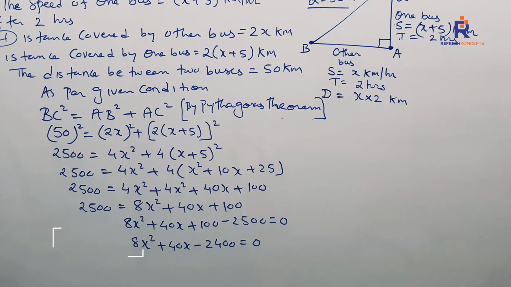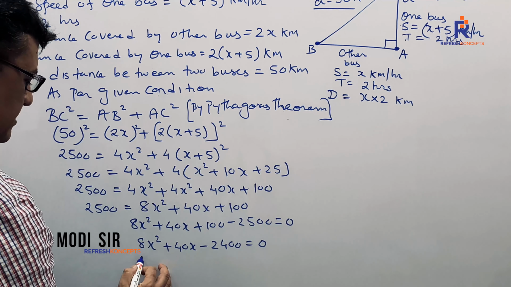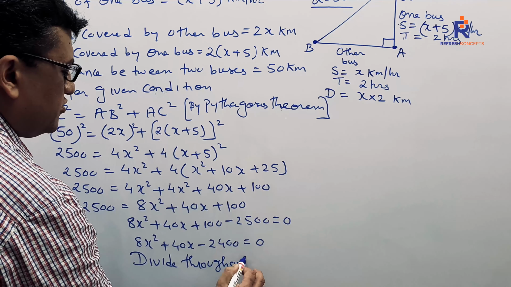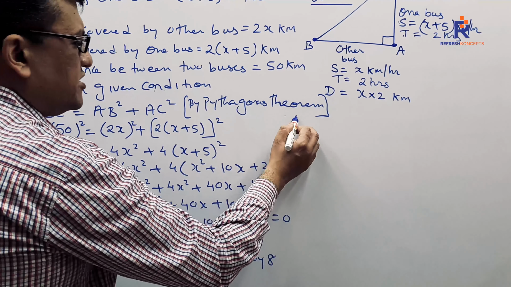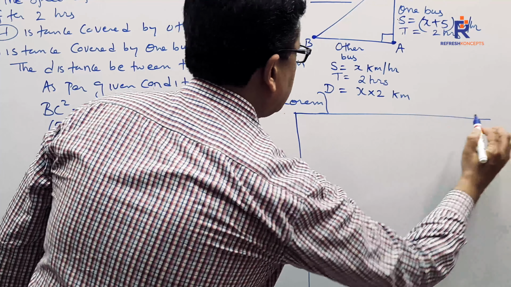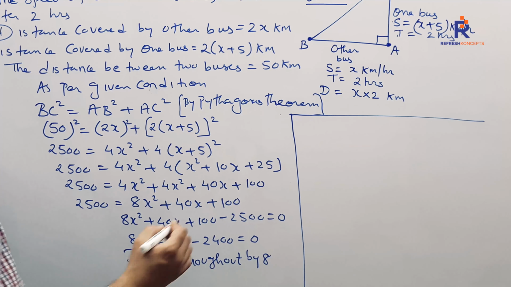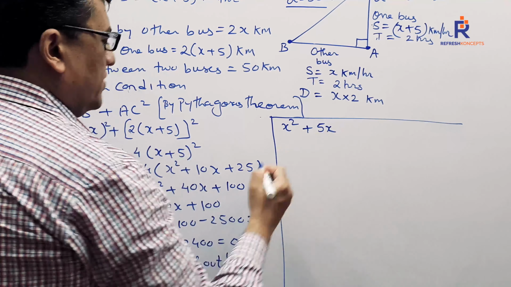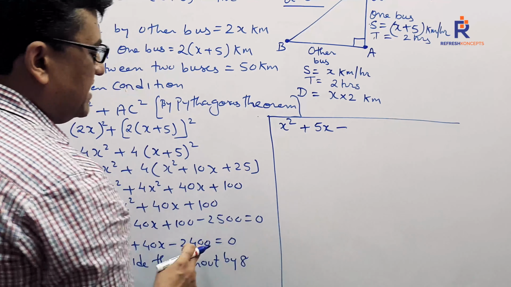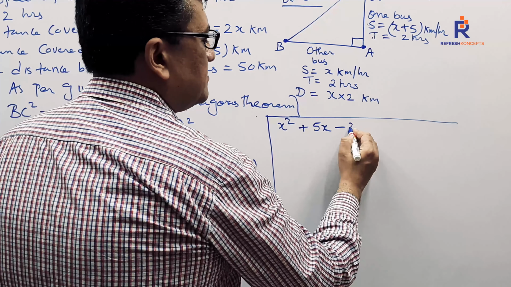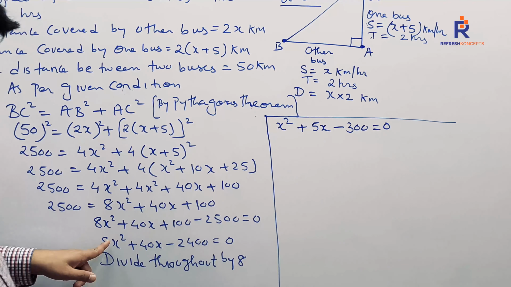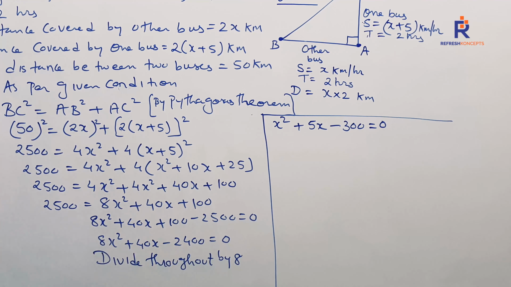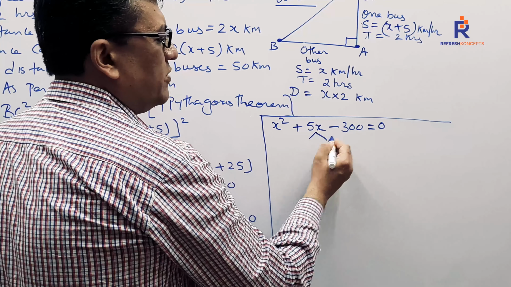Children, do you think the entire quadratic equation is divisible by 8? Indeed. Divide throughout by 8. On doing so, what shall happen? When I divide this by 8, I shall get x square. When I divide this term by 8, I shall get plus 5x. When I divide this one by 8, 8 3s are 24, so 300 is the answer. Equals 0. Divide by 8: x square, 5x, minus 300. Children, very simple quadratic equation.